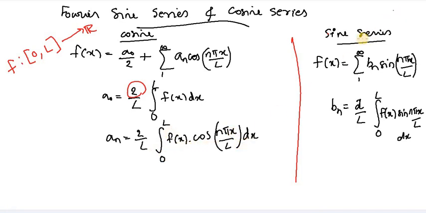Whereas the Fourier sine series expansion is like this: f(x) equal to the sum from n = 1 to infinity of bn sin(nπx/L), where bn is equal to (2/L) ∫ from 0 to L f(x) sin(nπx/L) dx. This is all about the sine series expansion and cosine series expansion, which we will be using in the wave equation solutions.